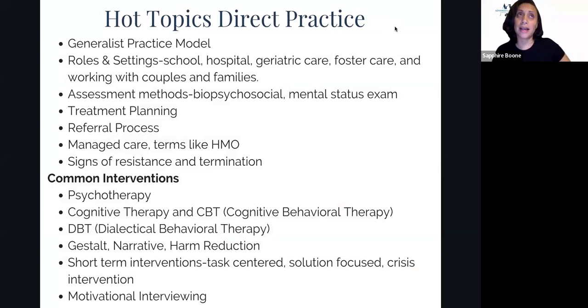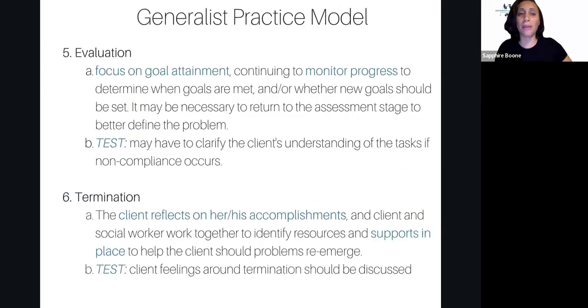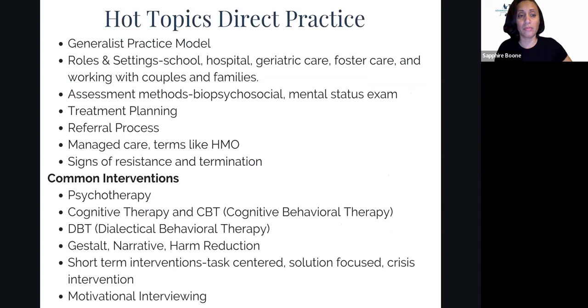We are going to discuss, and this is some of my newer slides, yes, managed care. And so you'll have the information about that. We're going to talk about the termination phase and what happens during that phase. And then below, you'll see common interventions. And I do have slides for all of those that are listed.